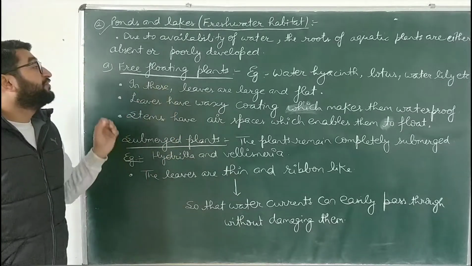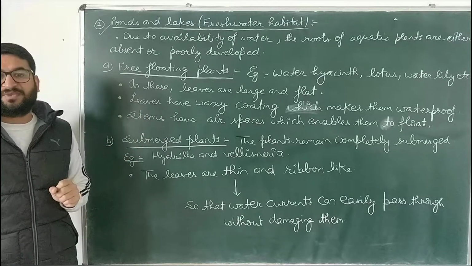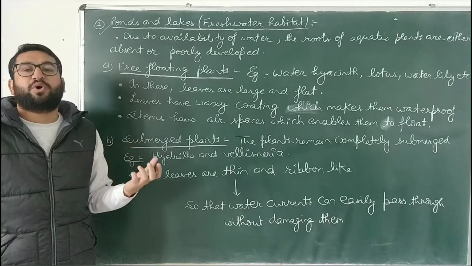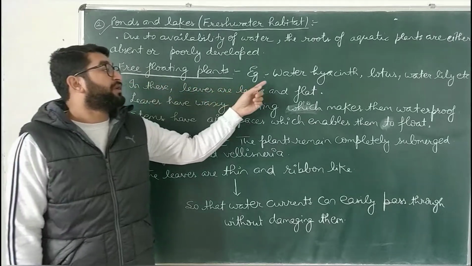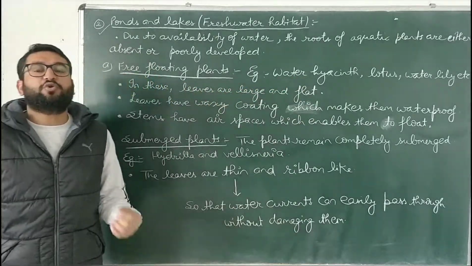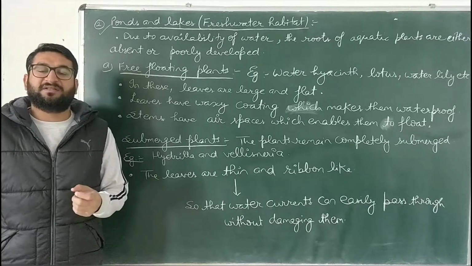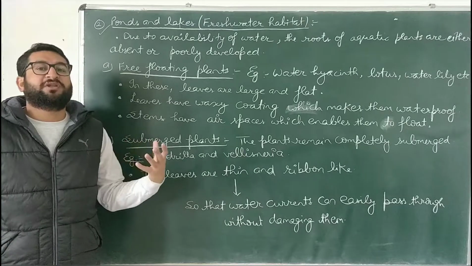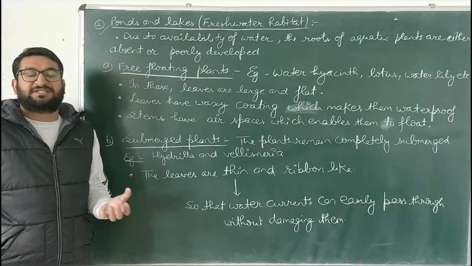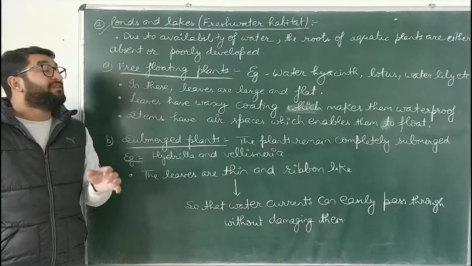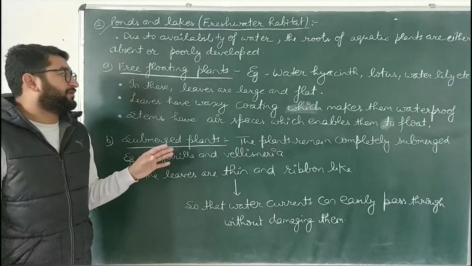First we'll discuss free floating plants. The plants which float over the water are known as free floating plants. For example, water hyacinth, जलकुंभी बोलते हैं इसे हिंदी में. In Hindi it is referred to as जलकुंभी, water hyacinth. Lotus, kamal ka phool, water lily. It's a kind of lily which is found in the water. They are free floating plants. They float over the water.